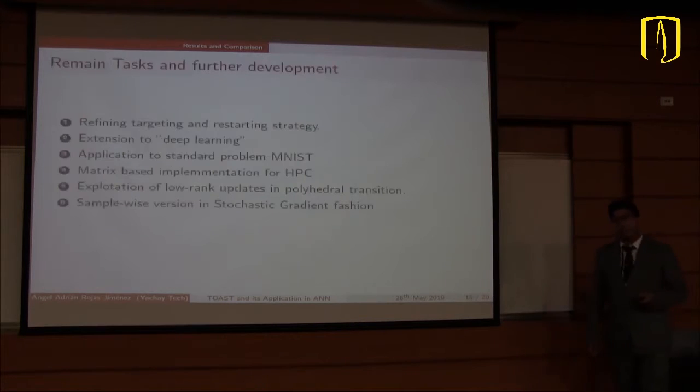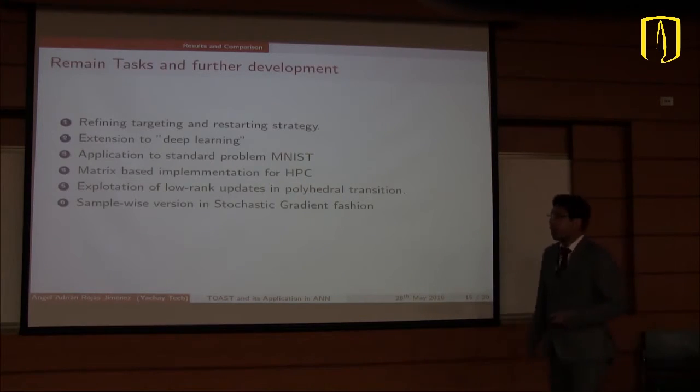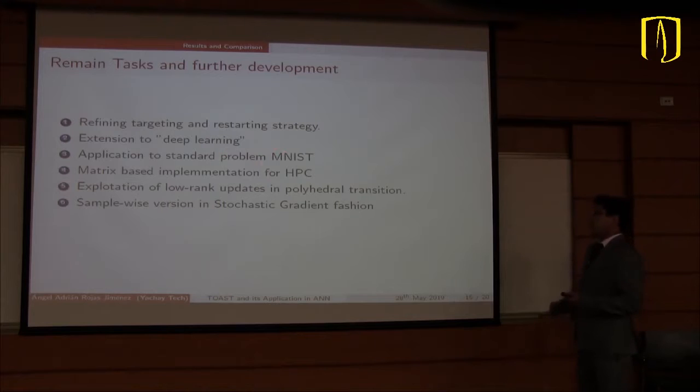So the remaining task for our algorithm is that we can refine this targeting strategy. We can do a different strategy of targeting. Instead of halving the target level of the initial empirical risk, we can do another thing. And that's the first point.